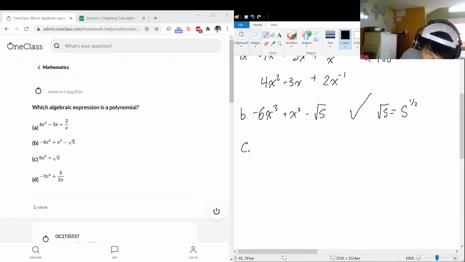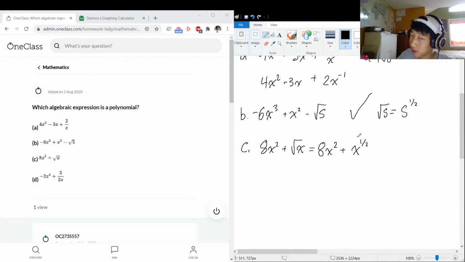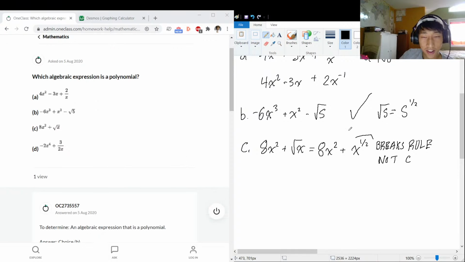Now let's take a look at C. So C, we have 8x squared plus the root of x. And like I mentioned, the square root is equivalent to a power of 1/2. So we have 8 times x to the power of 2 plus x to the power of 1/2. Now see, that power of 1/2, that breaks the rule. That is 0.5. So that breaks the polynomial rule because all the powers on x have to be positive whole numbers. So it's not C.